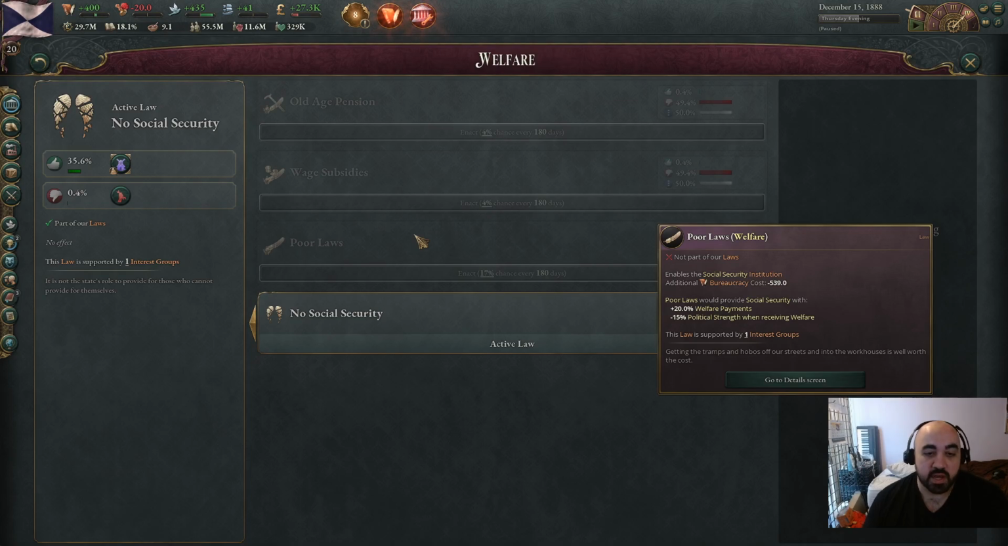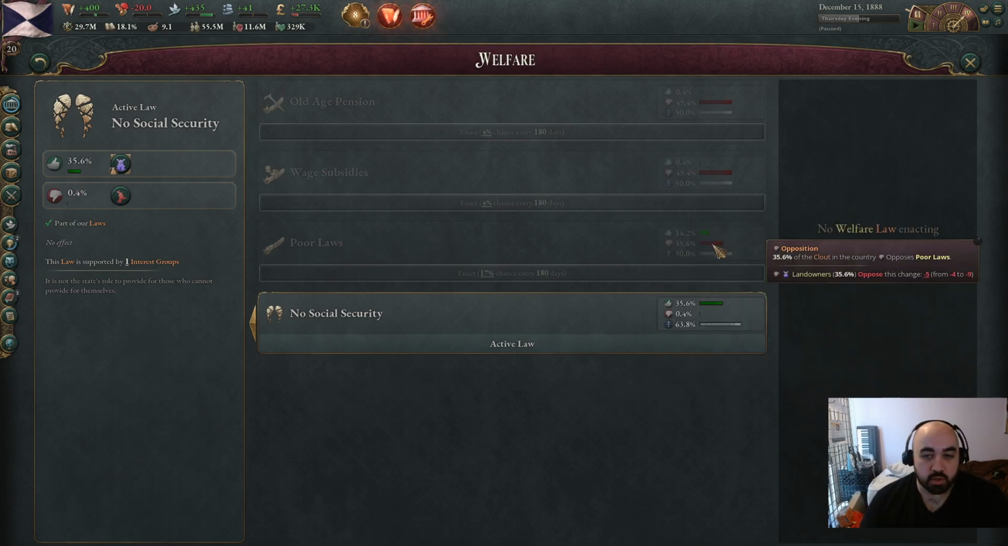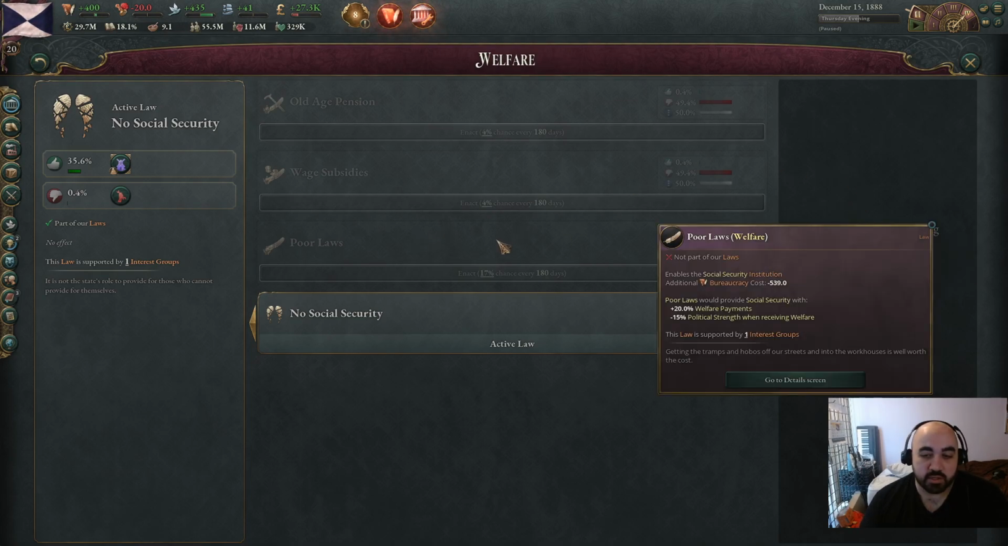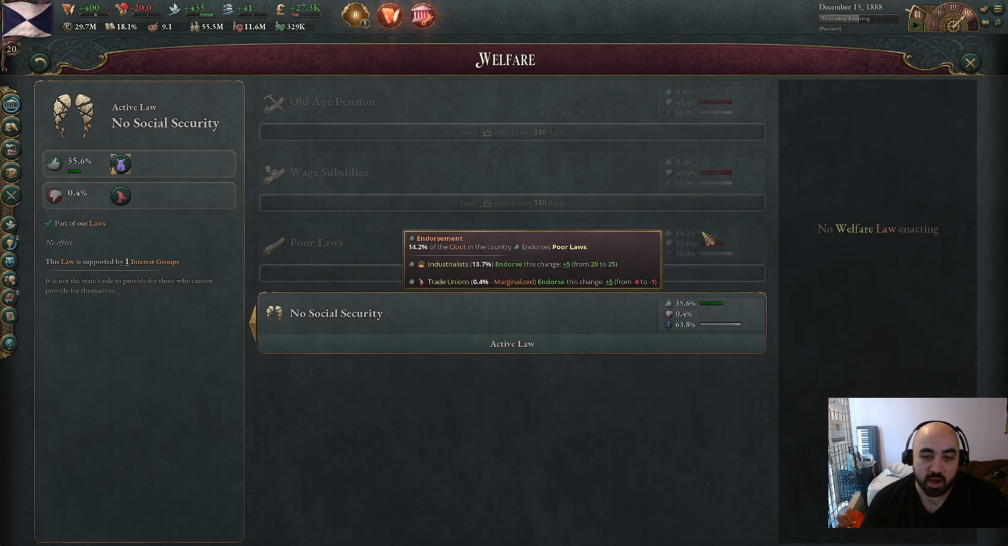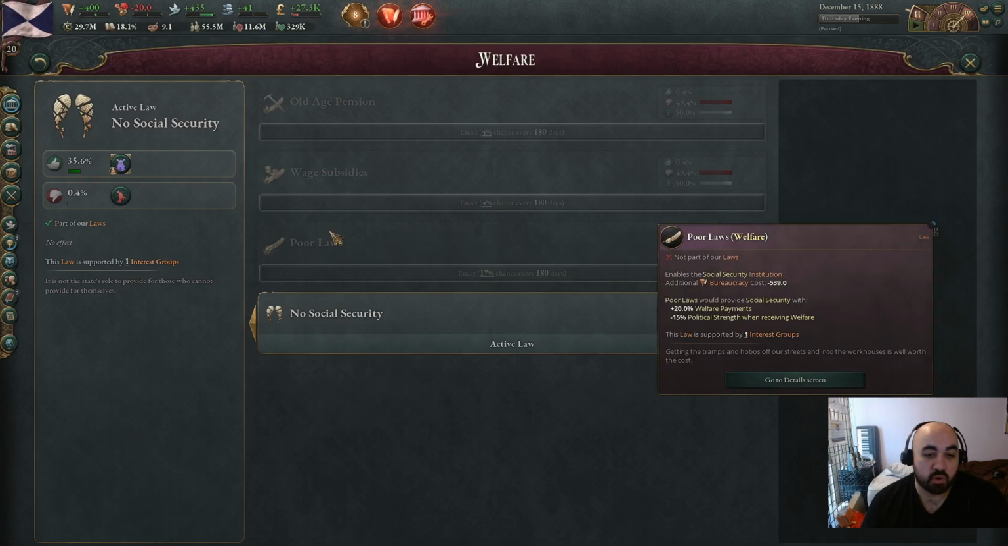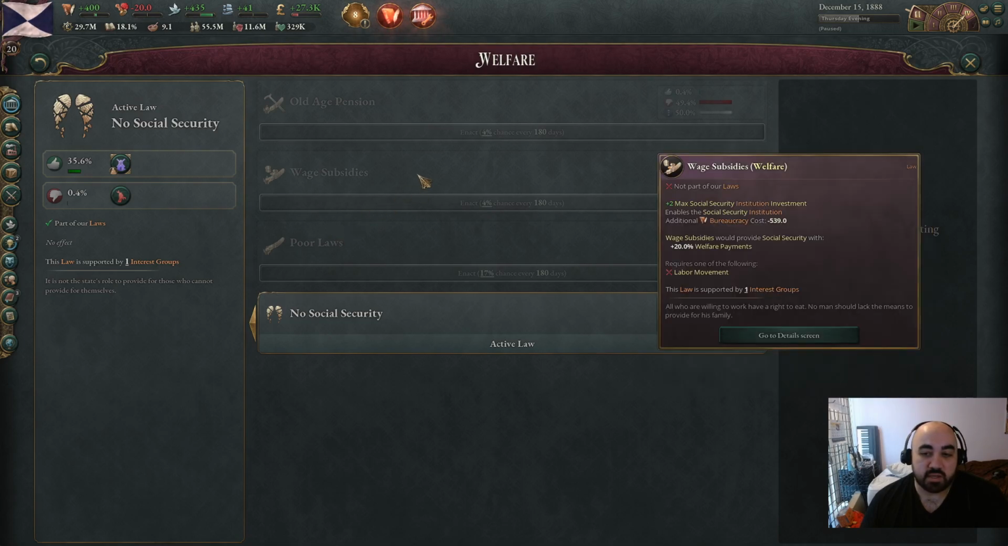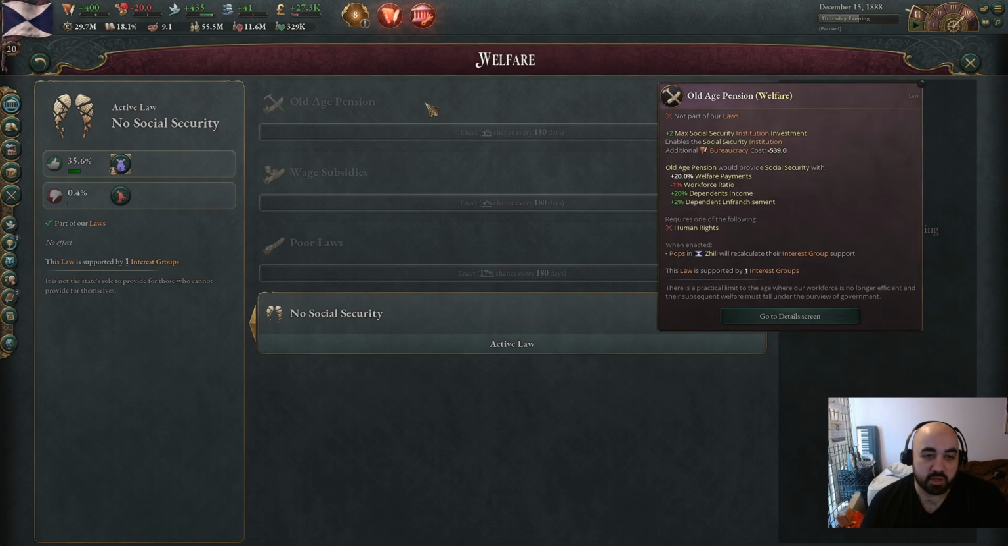They approve of it. No one disapproves of poor laws, or only the landowners disapprove of poor laws, but in general, passing poor laws is going to be rather nice for IG approval rating, because people are just generally a fan of it. If we take a look, we see the trade unionists and the industrialists both endorse it. So poor laws is going to be the best for just approval straight up, and it is going to juice the clout. Wage subsidies is in between.